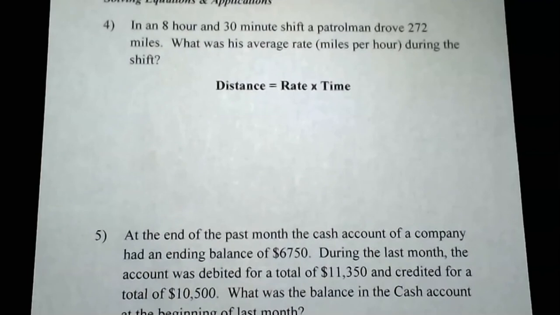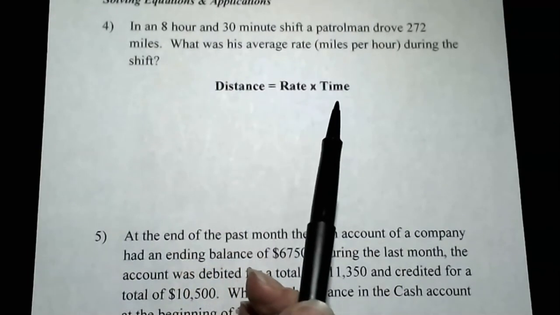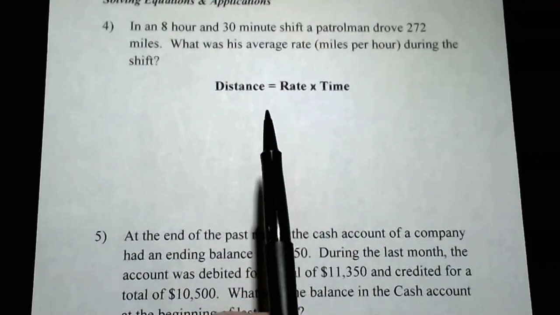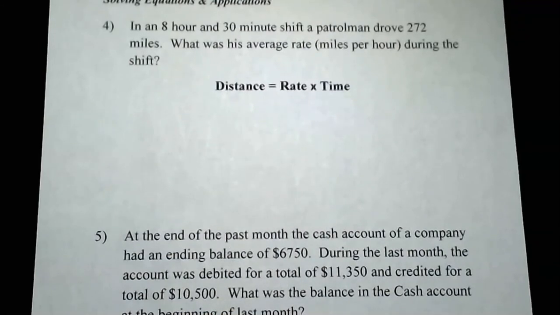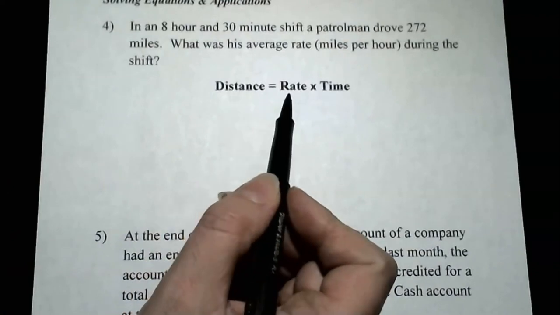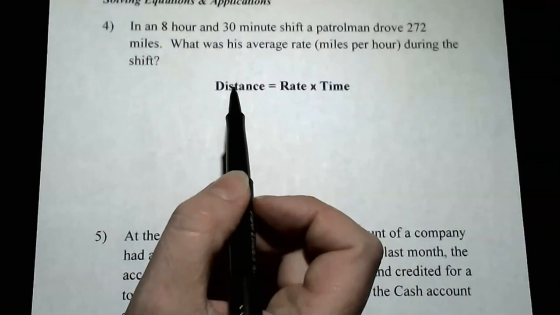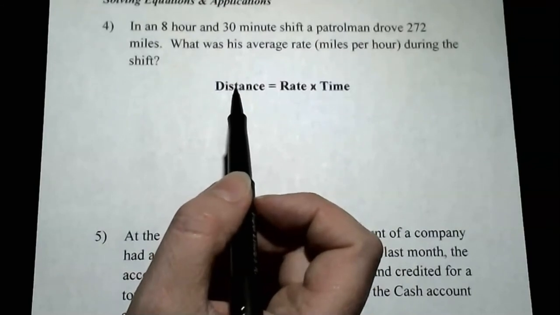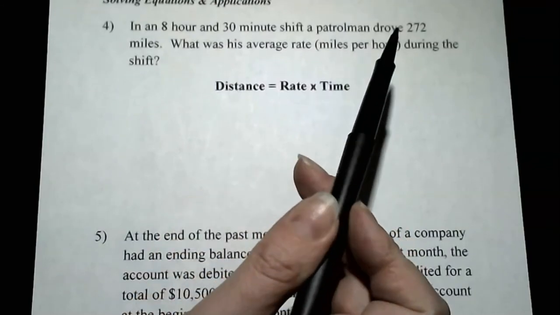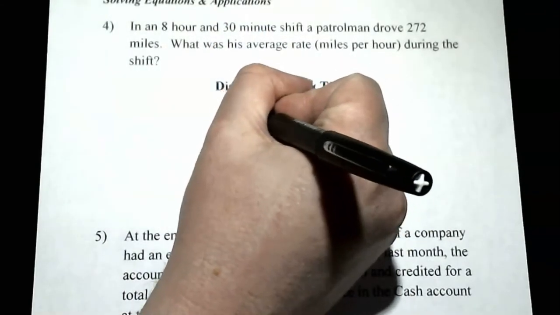So when I look at this, I see that they gave me an equation to use, and basically what they want us to do is evaluate it for the values that they gave us in the problem. So I'm going to look for each of these, the distance, the rate, and the time, and I'm going to substitute it in. So first, let's see if they gave us the distance. It says he drove 272 miles. So that's the distance.